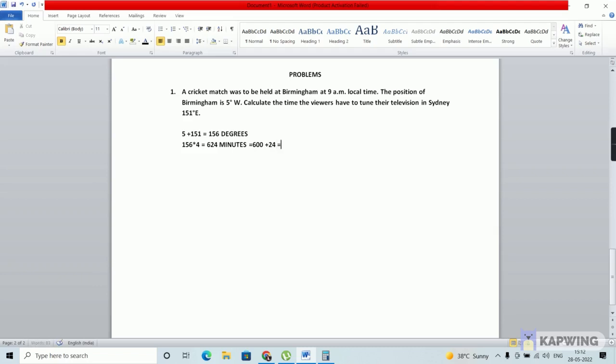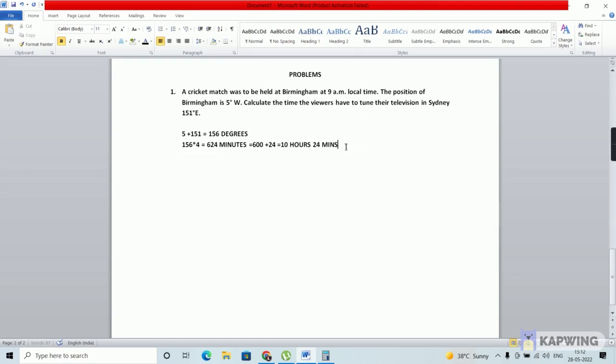That is 600 minutes is equal to 10 hours, right? So it is 10 hours and 24 minutes. Time at Sydney is 10 hours and 24 minutes ahead of the time at Birmingham. So since the time at Birmingham is already given here as 9 a.m., you have to just add this 10 hours and 24 minutes to this 9 a.m.